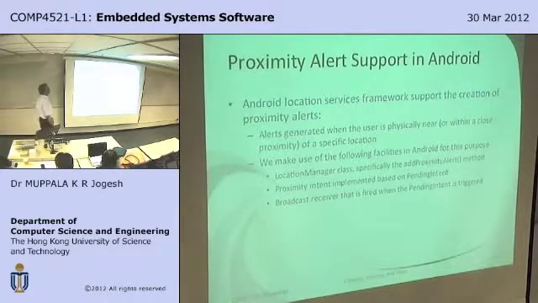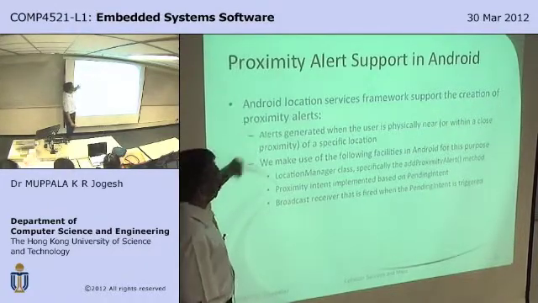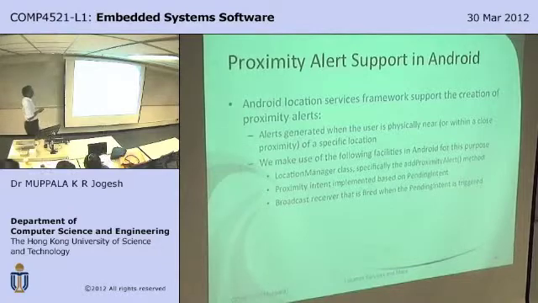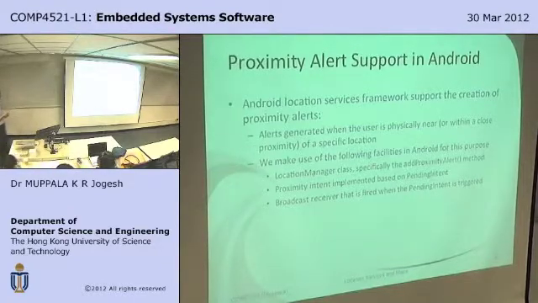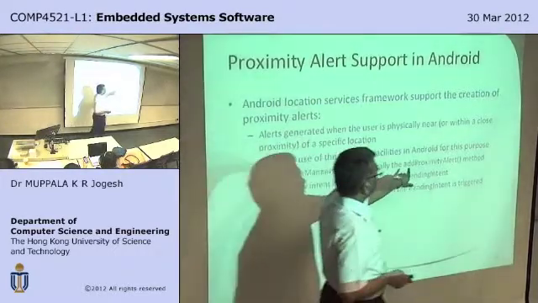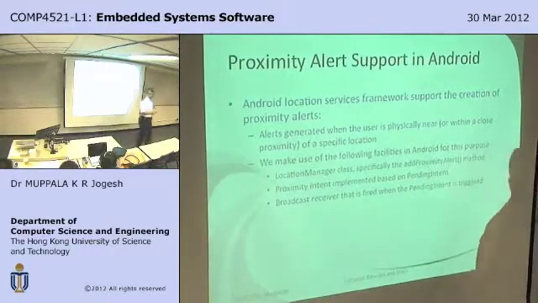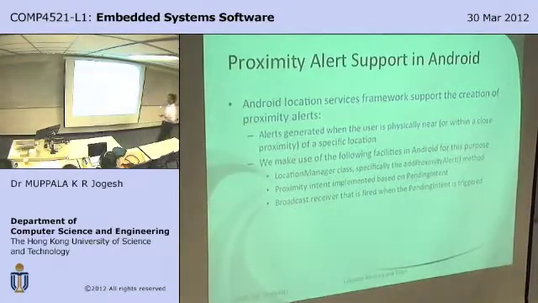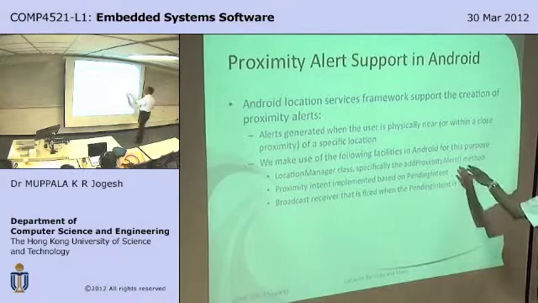Okay, so we'll talk about how we can make use of this in practice. How do you make use of proximity alert? You use the location manager. The location manager is the primary provider, the only provider of location-based information from the device. The location manager provides a method called addProximityAlert, so we take advantage of that in order to set up a proximity alert.